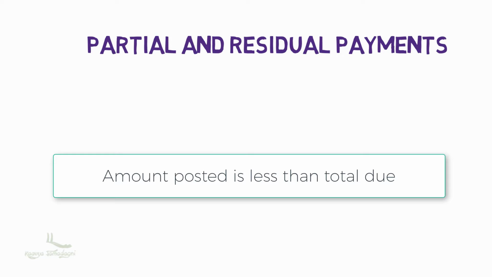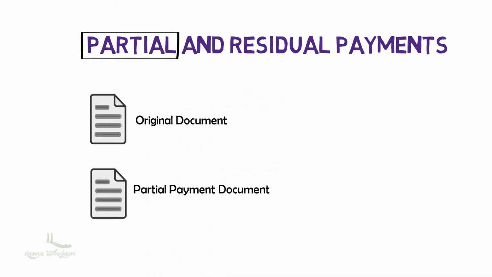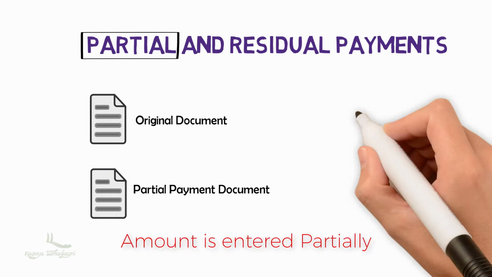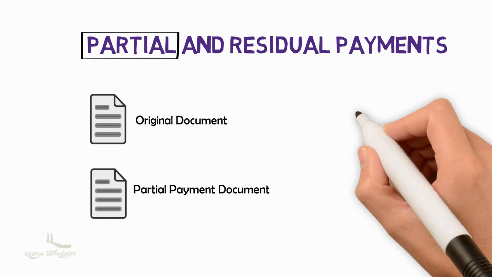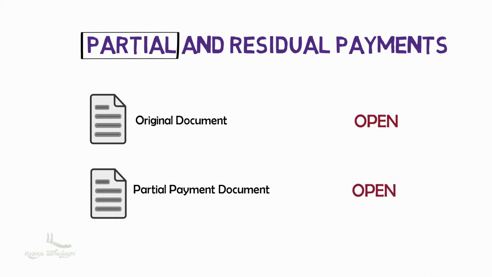Let's look at the partial payments. Partial payment in SAP is a payment that is posted to an account without any open items being cleared. That means the amount is entered partially. So, the system marks the document number to the original open item in the line item for the partial payment. The original open item and the partial payment remain always open until the required amount for the original invoice is cleared manually.